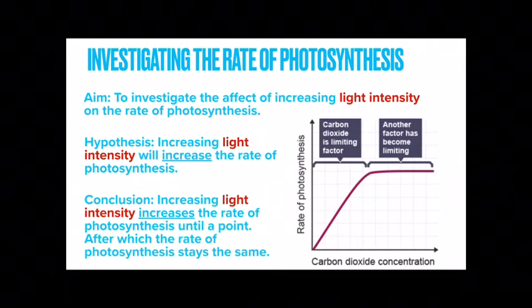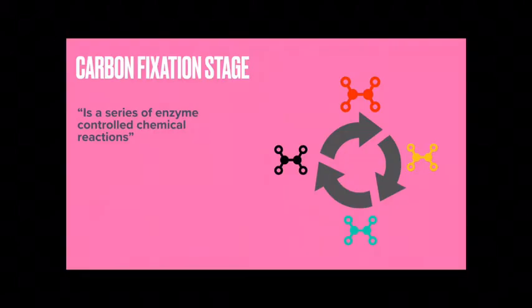On the second half, the second bracket, as I increase the carbon dioxide concentration, there is no change in the rate of photosynthesis, so I know that there's something else that's a limiting factor. In the second half, it's not carbon dioxide which is a limiting factor. So again, the carbon fixation stage, as well as needing carbon dioxide to be in a certain concentration to do photosynthesis, is also a series of enzyme-controlled reactions.